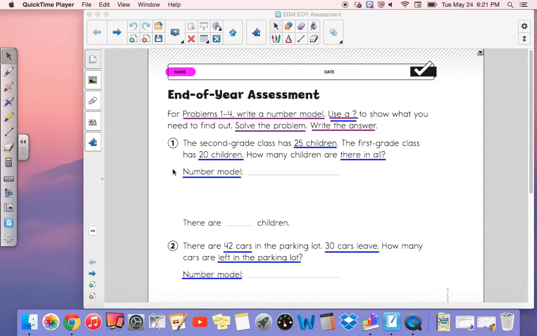The second grade class has 25 children. The first grade class has 20 children. How many children are there in all? Remember, what are there in all indicates that you must do with your numbers. Okay, so you're going to write a number model right here with 25 second graders and 20 first graders and put a question mark for how many there are in all. This area down here, could you work out your problem and show your work and then put your answer here.